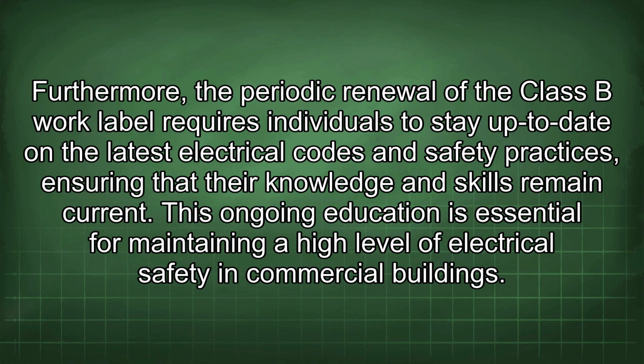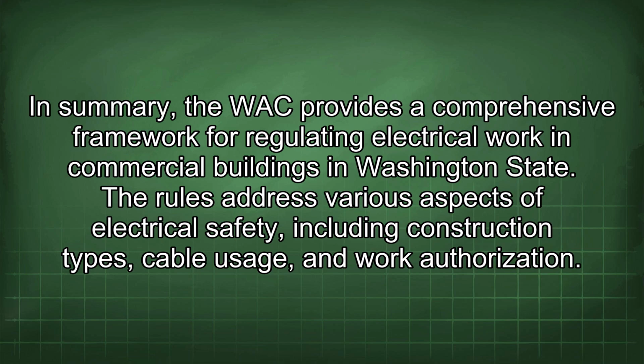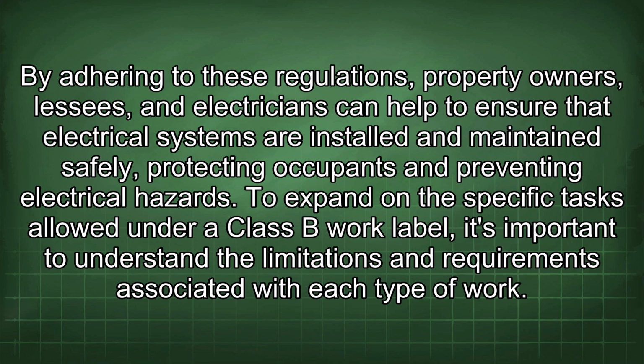This ongoing education is essential for maintaining a high level of electrical safety in commercial buildings. In summary, the WAC provides a comprehensive framework for regulating electrical work in commercial buildings in Washington state. The rules address various aspects of electrical safety, including construction types, cable usage, and work authorization. By adhering to these regulations, property owners, lessees, and electricians can help to ensure that electrical systems are installed and maintained safely, protecting occupants and preventing electrical hazards.